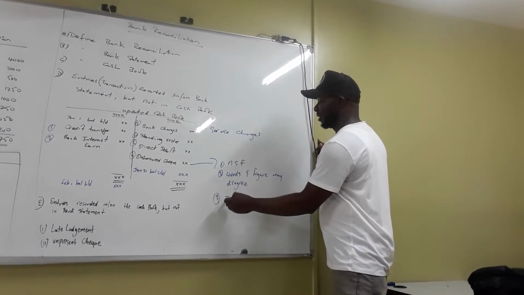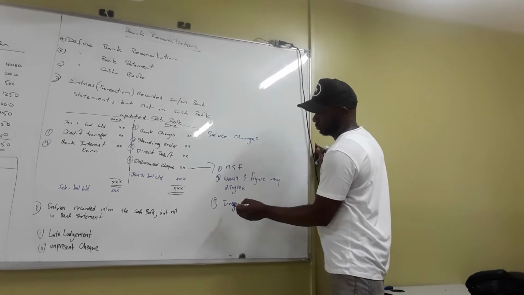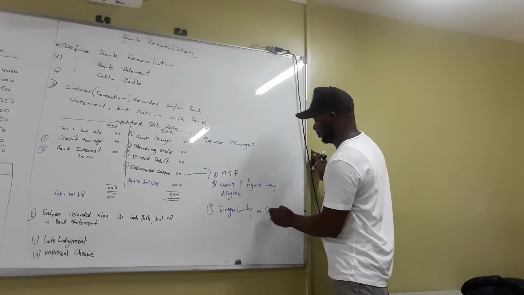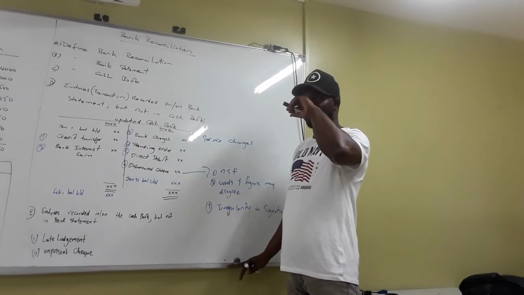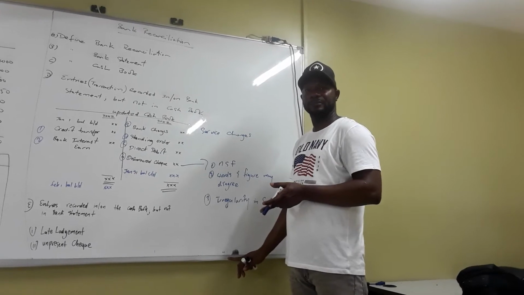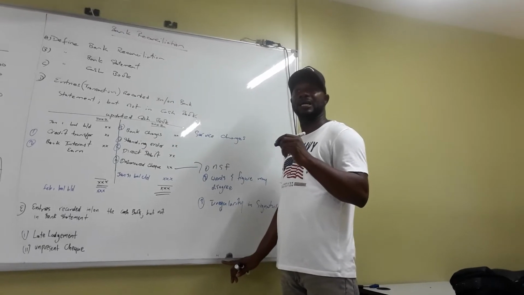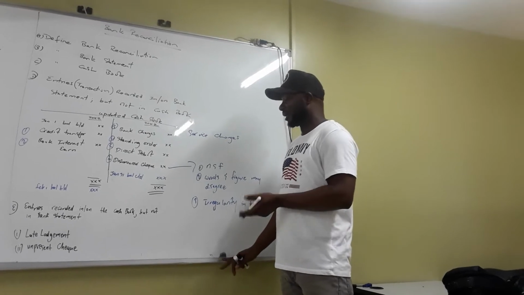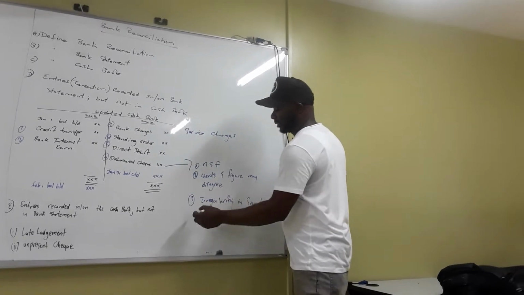Third of which could have been irregularity in signature. So once you have a checking account, or what we call a current account, you're expected to sign on that check. Now, if the signature on the check does not match the signature that the bank has for you, the bank will not honor that check. So irregularity in signature, that's another reason why the bank may not honor the check.